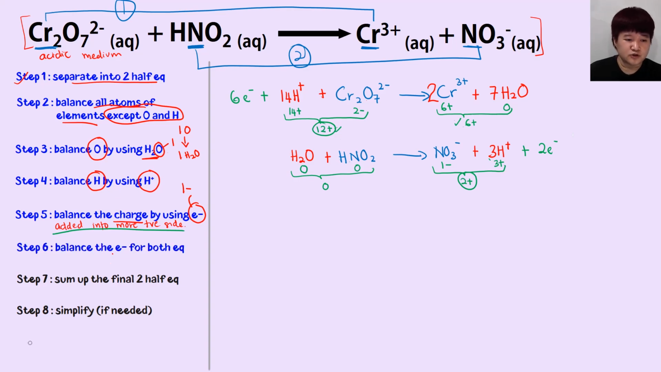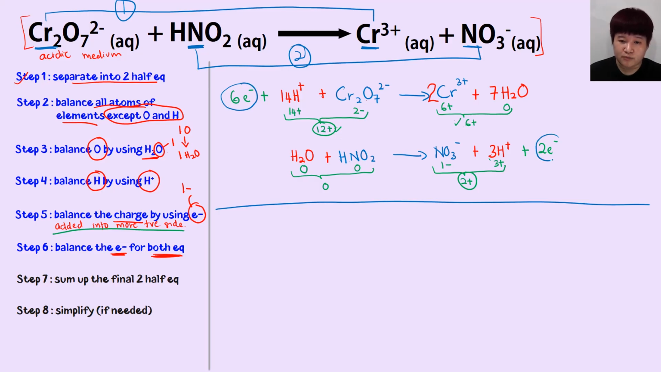Next, we are going to balance the electrons for both equations, and let's see how we are going to do it. So I have 6 electrons on my first half equation. I have 2 electrons on my second half equation. How do I balance them? 6 and 2. Obviously, everything over here will be times 3.